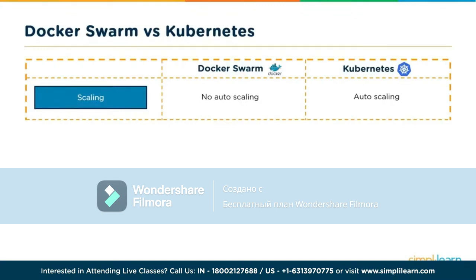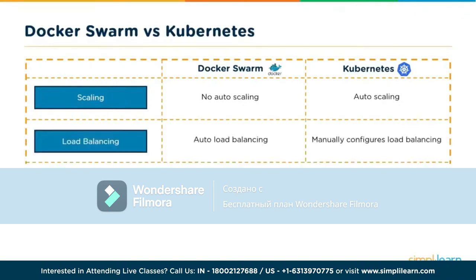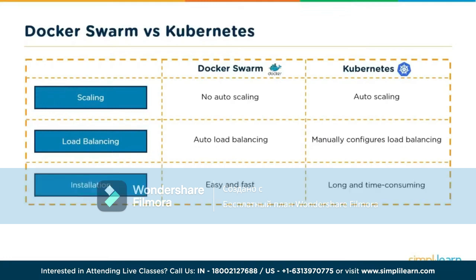Kubernetes was designed originally from the ground up to be auto-scaling, whereas Docker Swarm isn't. The load balancing is automatic on Docker Swarm, whereas with Kubernetes you have to manually configure load balancing across your nodes. The installation for Docker Swarm is really fast and easy. I mean, you can be up and running within minutes. Kubernetes takes a little bit more time and is a little bit more complicated. Eventually, you'll get there. It's not like it's going to take you days and weeks, but when you compare the two, Docker Swarm is much easier to get up and running.